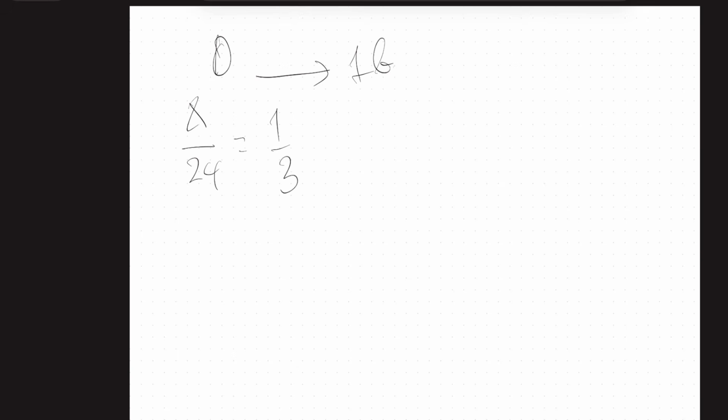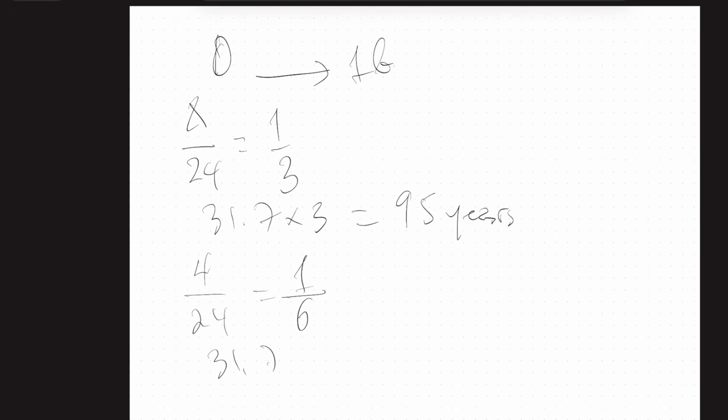So the number we'll be faced with is 31.7 multiplied by 3. That's going to give us about 95 years. A more realistic scenario, let's say you do it only for 4 hours. So 4 over 24, that's a sixth of a 24-hour time frame. So you multiply 31.7 by 6, roughly 190 years.